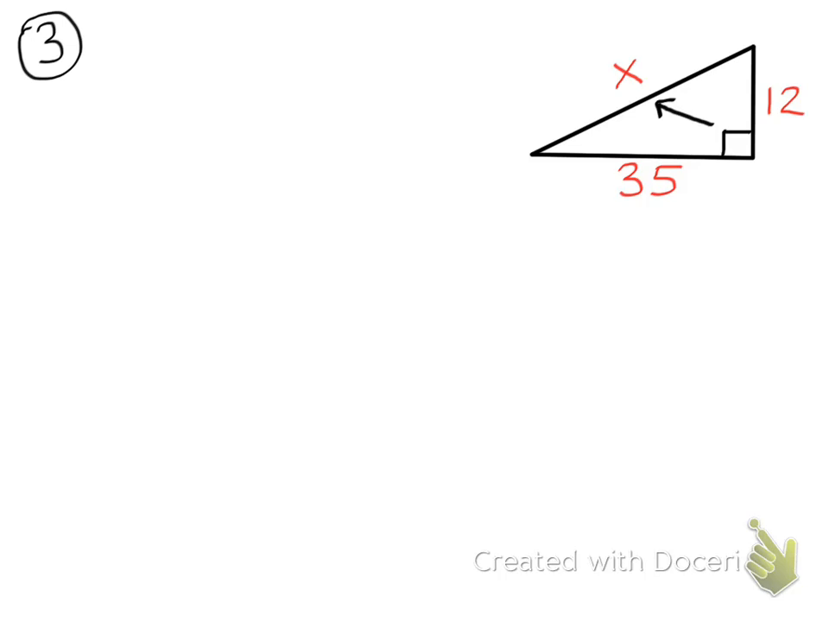Alright, number 3. So again, I drew a line from the right angle over to the hypotenuse so that we would know which one's the hypotenuse. And then we're going to do leg squared plus leg squared is equal to hypotenuse squared. So that would be 12 squared plus 35 squared is equal to x squared.